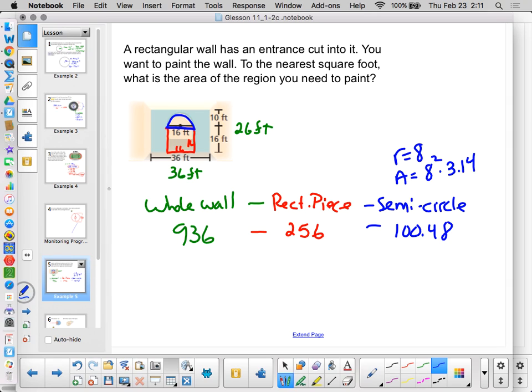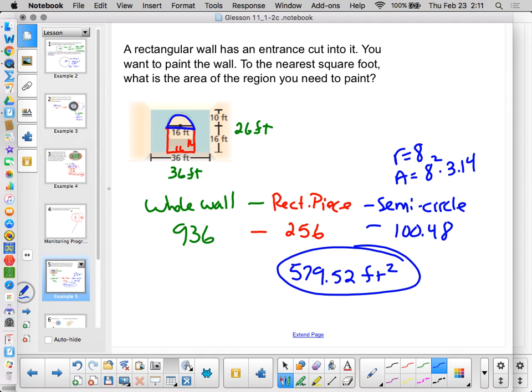So again, I found the area as if the whole circle were there. I cut it in half because I'm only using half the circle, divided it by 2, and that's what I come up with. And so the area I have to paint is 936 minus 256 minus 100.48, or 579.52 square feet is what I'm painting. And that's a pretty significant difference. And this is a very real world type problem.